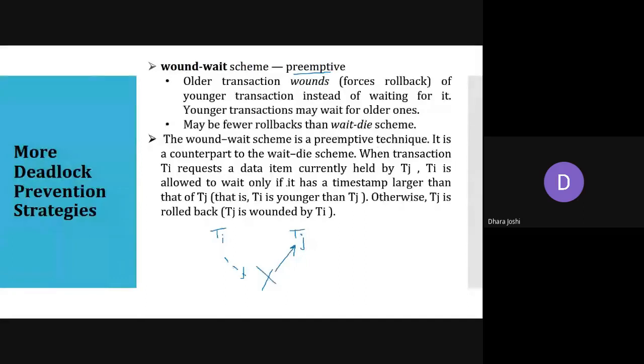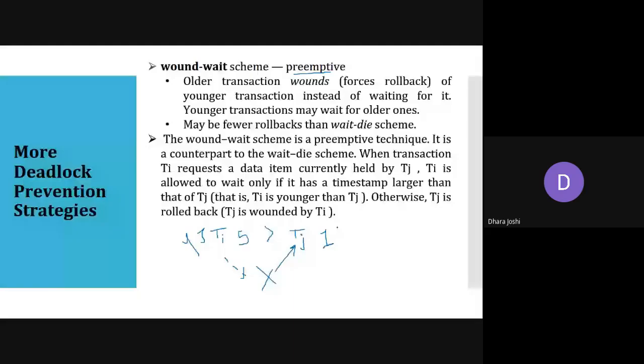Ti is allowed to wait only if it has a larger timestamp. Suppose Ti has timestamp 5 and Tj has timestamp 1. Only then will Ti wait. So if Ti is junior, if Ti is younger, only then will it wait. Otherwise, Tj is rolled back.